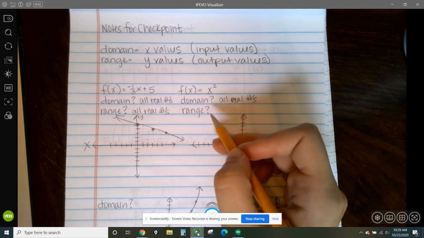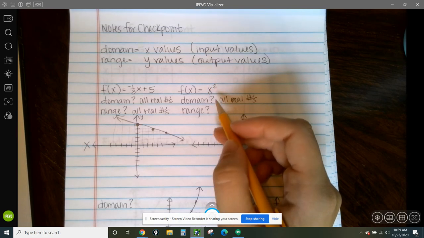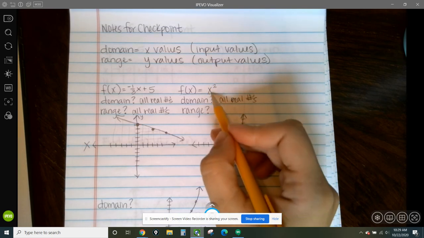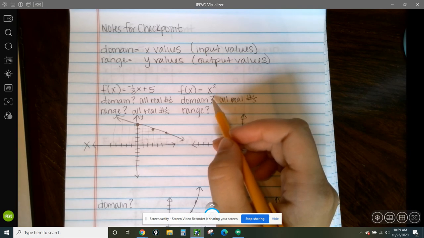And the range, what's going to come out? So this one's a little trickier because I'm squaring it. I'm multiplying it by itself. If I put in a positive number, like let's say I put in 5, I would get 25, right? So if I put in a positive number, I get a positive number out. What if I put in a negative number here?